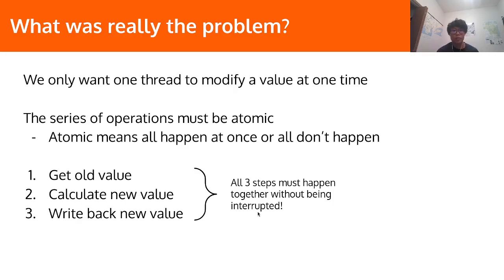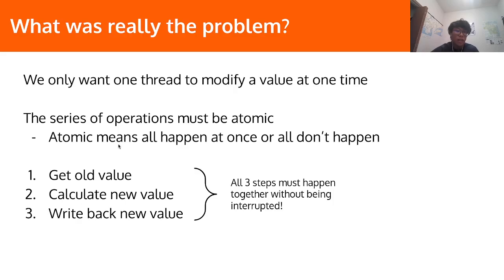For example, what happened just now was that friend A got the old value, which is $100, and friend B got the old value as well, which is $100, right? We don't want that to happen. We want friend A to get the old value, calculate the new value and update it, and then friend B will only get the updated new value instead of them both getting the same old value. So the idea here is that we want this series of operations to all happen together without interruption. We don't want one friend to get one value and the other friend get the same value, even though one friend is not done updating yet.